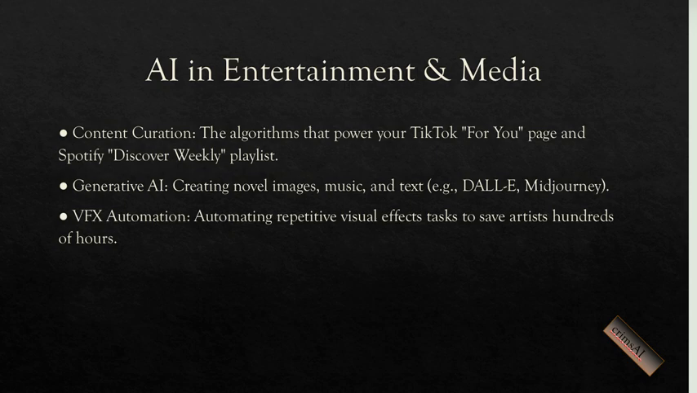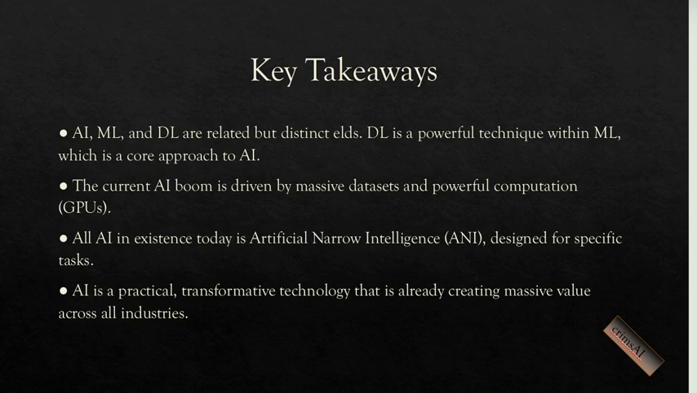Okay, so let's quickly recap that nesting doll idea. AI is the biggest concept in intelligent machines. Inside that is machine learning, systems that learn from data. And nested inside that is deep learning, using those complex, deep neural networks, especially powerful for unstructured data. Perfect summary. And the current boom, we learned, is really driven by that combination of big data and powerful GPU computing. And crucially, remember that all the AI you encounter today, no matter how smart it seems, is artificial narrow intelligence designed for specific jobs. But even so, it's delivering huge value across pretty much every major sector.